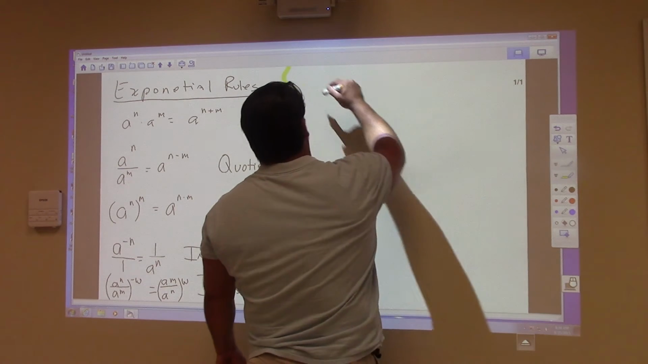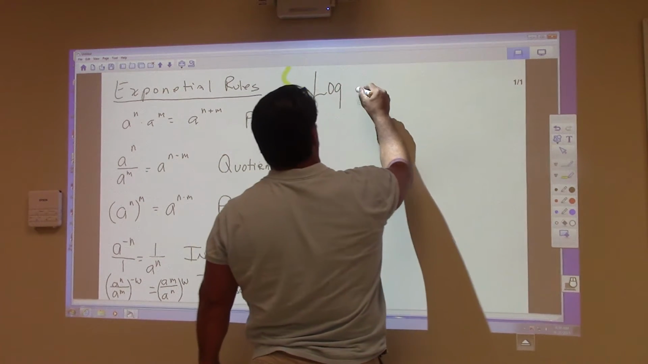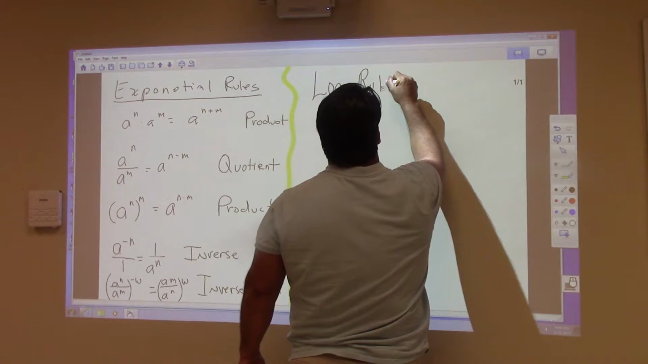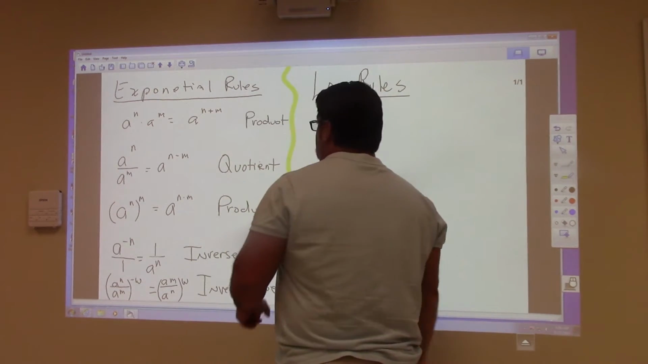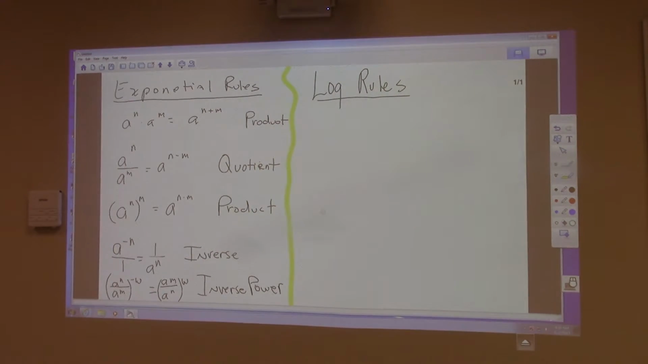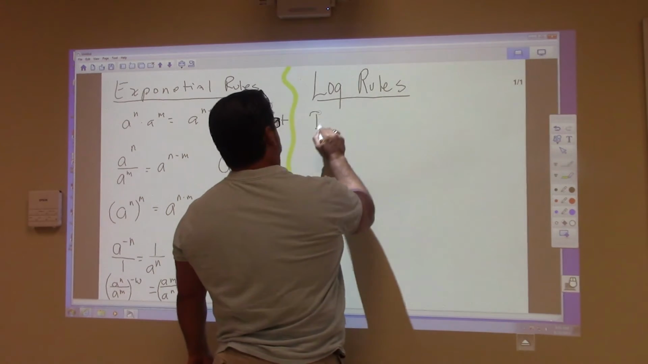Your logarithmic rules, there's quite a bit of them. What is logs? Logs are basically an exponent on steroids or exponent on vitamins. Okay? Basically, that's what they are. The definition of a logarithm is one of your most important rules.